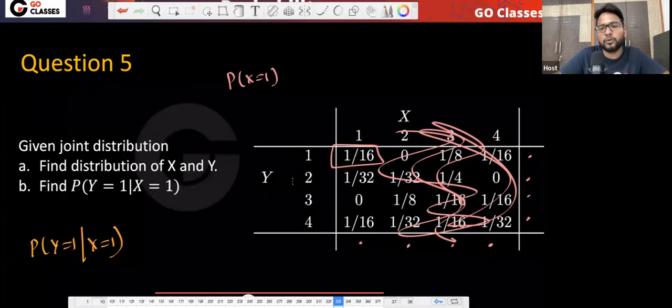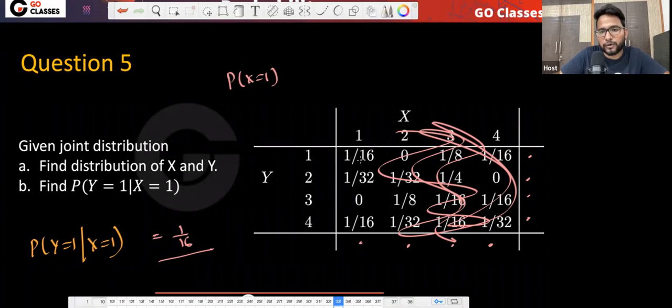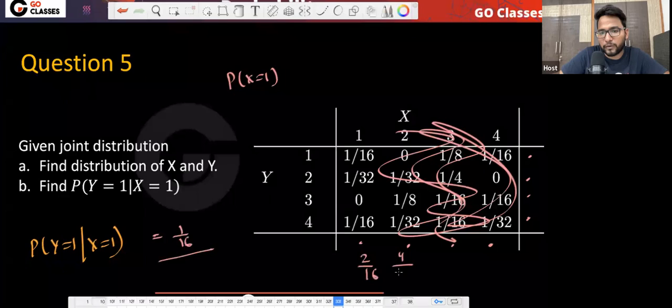No, right? We need to normalize it. So 1 by 16 divided by the normalization constant. What is the normalization constant here? This is 1 by 16 plus 2 by 16 plus more, which gives 5 by 32. You need to divide by 5 by 32. That's how you can solve it. I think 2 by 5 is the answer, right? Okay.